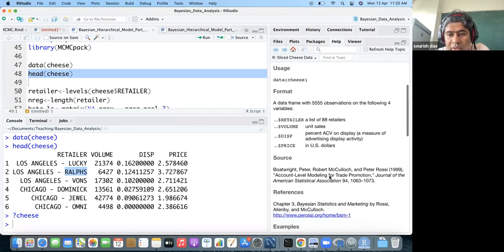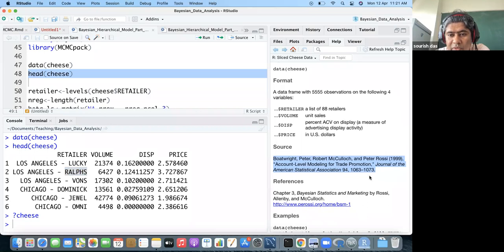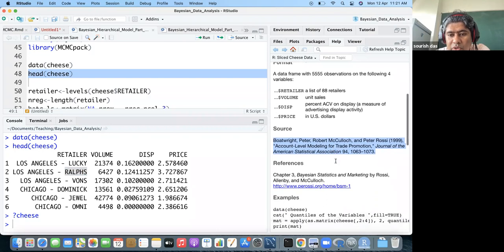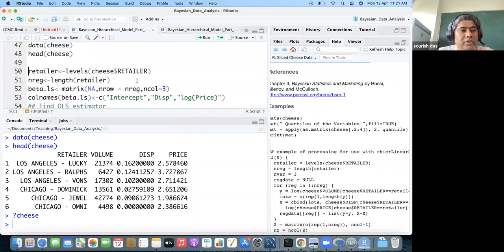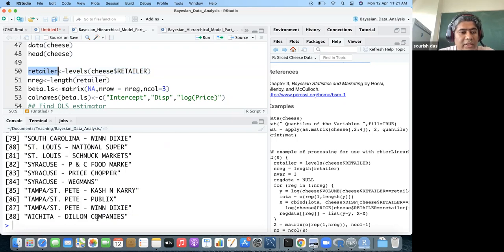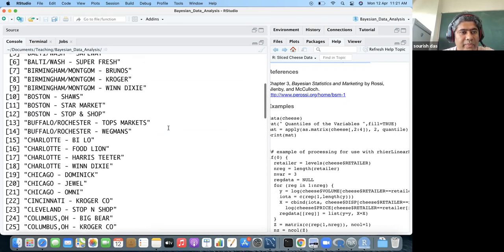Okay, so this is the source of the Macula and Rossi book, actually a paper, a journal paper in the JASA: account level modeling for trade promotions. So what I'm going to do, I'm going to use this. The first thing I'm going to do is retailers. Just extract the retailers. So these are the 88 exact retailers that we have.